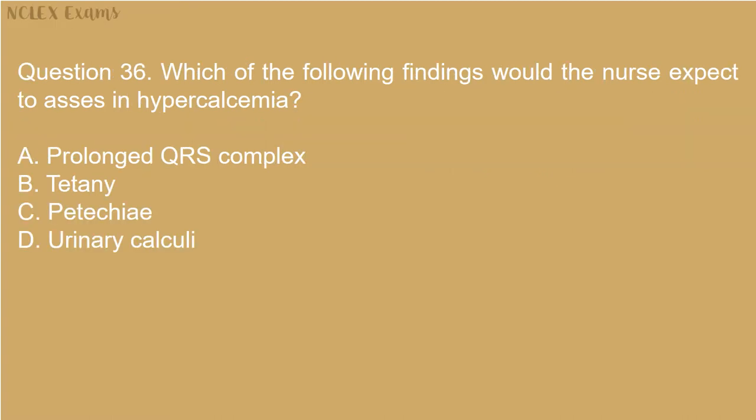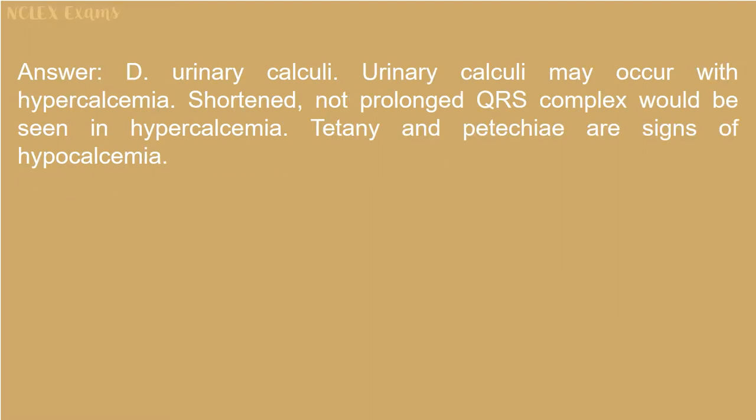Question 36. Which of the following findings would the nurse expect to assess in hypercalcemia? A. Prolonged QRS complex. B. Tetany. C. Petechiae. D. Urinary calculi. Answer D. Urinary calculi. Urinary calculi may occur with hypercalcemia. Shortened, not prolonged, QRS complex would be seen in hypercalcemia. Tetany and petechiae are signs of hypocalcemia.